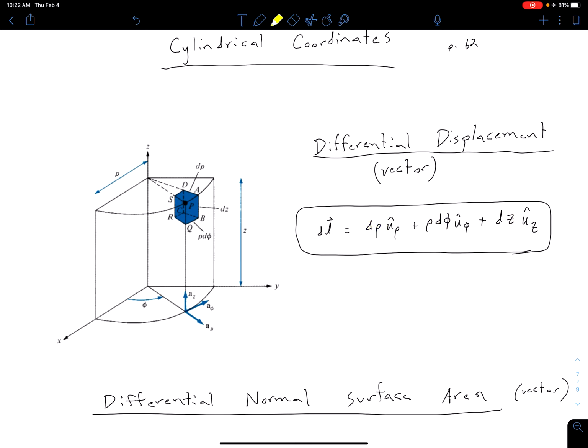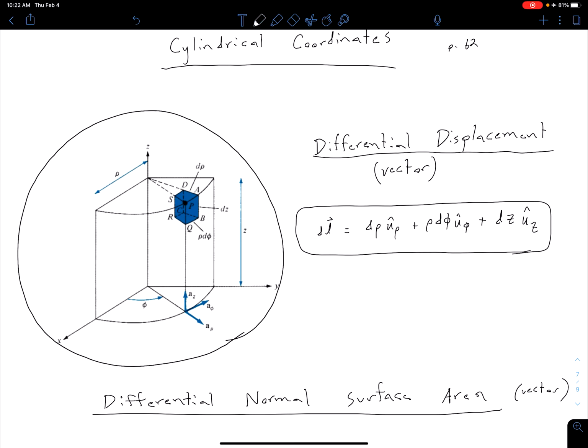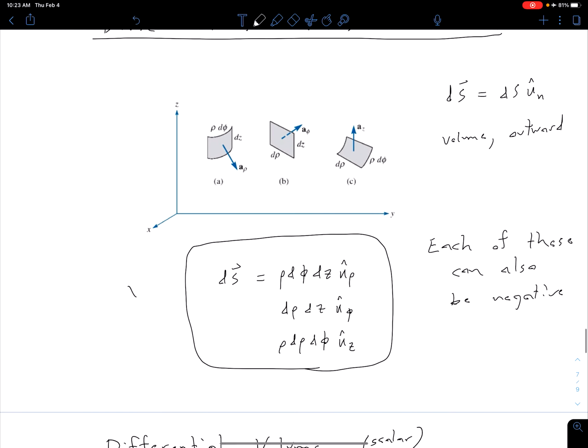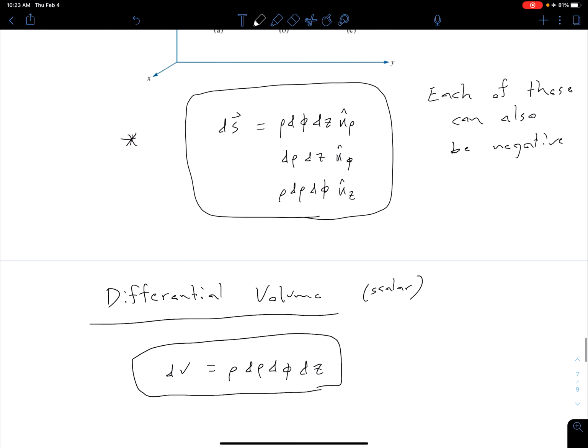Just like with last time, what I would recommend doing is spending most of your effort becoming familiar with this figure and with this equation for our differential displacement. And then if you know those two things, it should be relatively easy to figure out our dS as well as our dV.